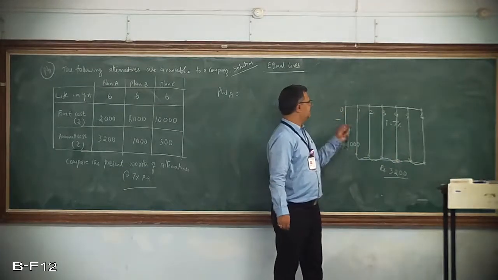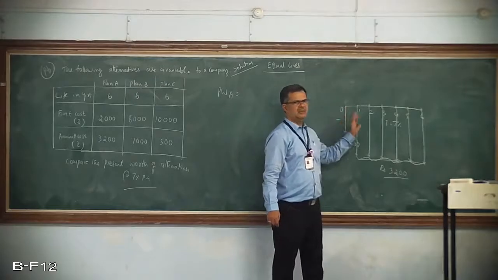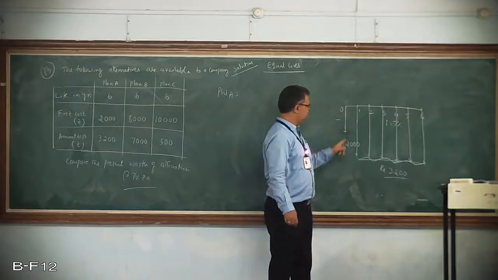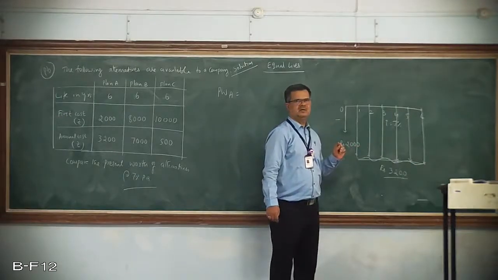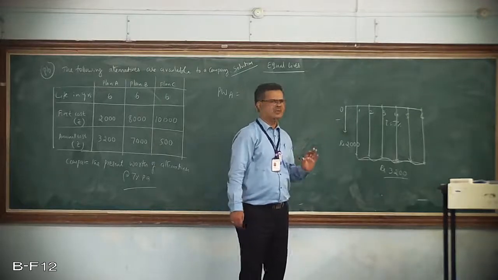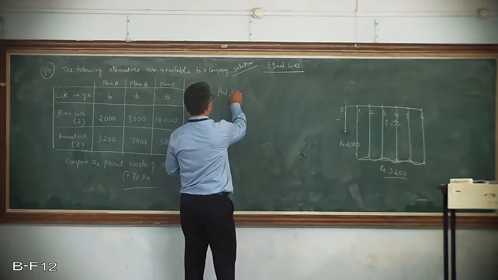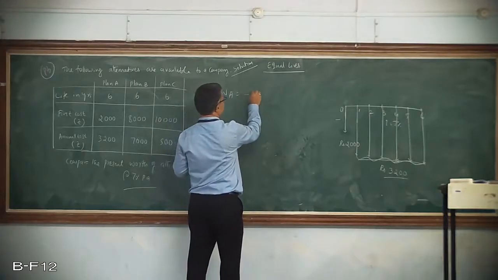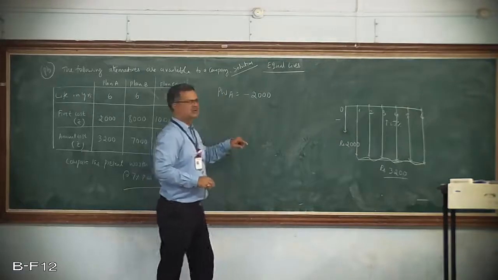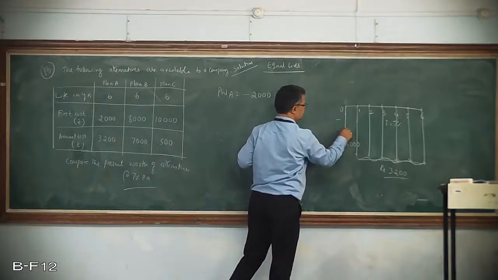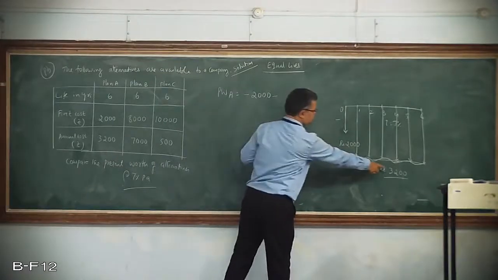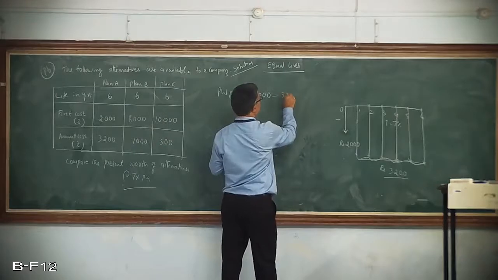That is, say for example, here you are comparing, bringing all the values to the present worth. Say for example here, rupees 2000: the value of 2000 today is the same 2000 only. So I am going to write here minus 2000. Why minus 2000? Because it is a cash outflow. Money has been invested. It is the first cost, nothing but the purchase price. So minus 2000, and expenses minus 3200.